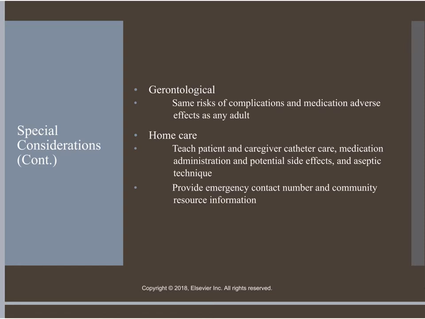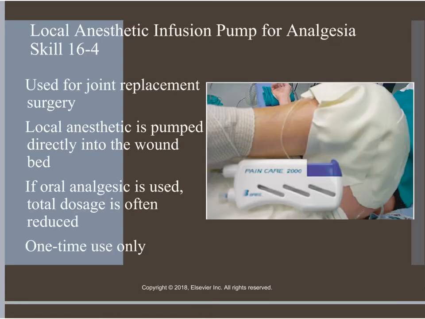Give patient and family phone numbers of the healthcare providers to contact in an emergency and information on resources inside of their community. Local anesthetic infusion pump for analgesia. During surgery, mainly for joint replacements, some surgeons insert a one-way catheter into the surgical site and attach it to an infusion pump. The pump delivers local anesthetic directly into the wound bed and constantly bathes the specific nerve or nerve plexus responsible for pain at the surgical site, thus maintaining analgesia during and after surgery.